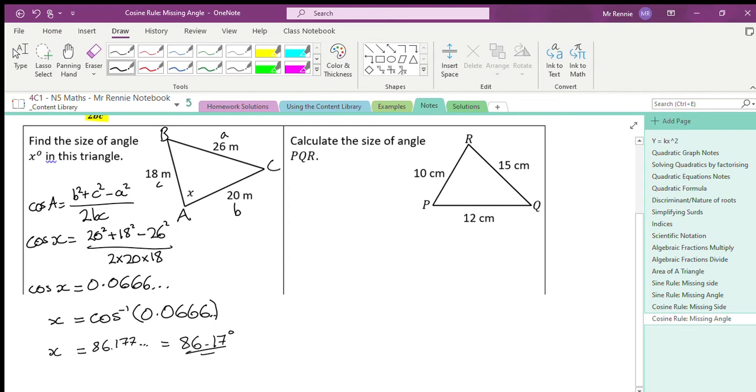Okay, so that's how the cosine rule works. Again, the calculator does a lot of work for you. The key bit, in order to get this right, is setting up your question properly and getting the angle.